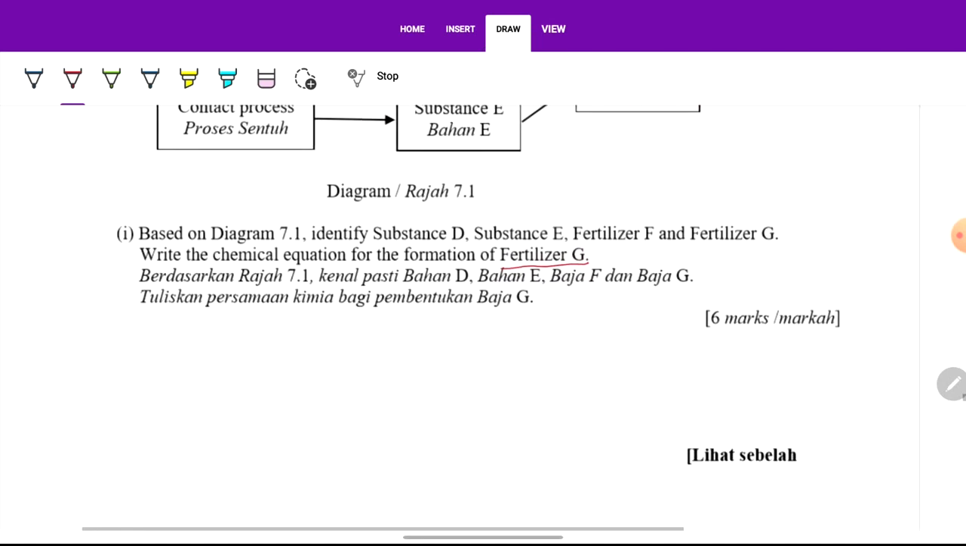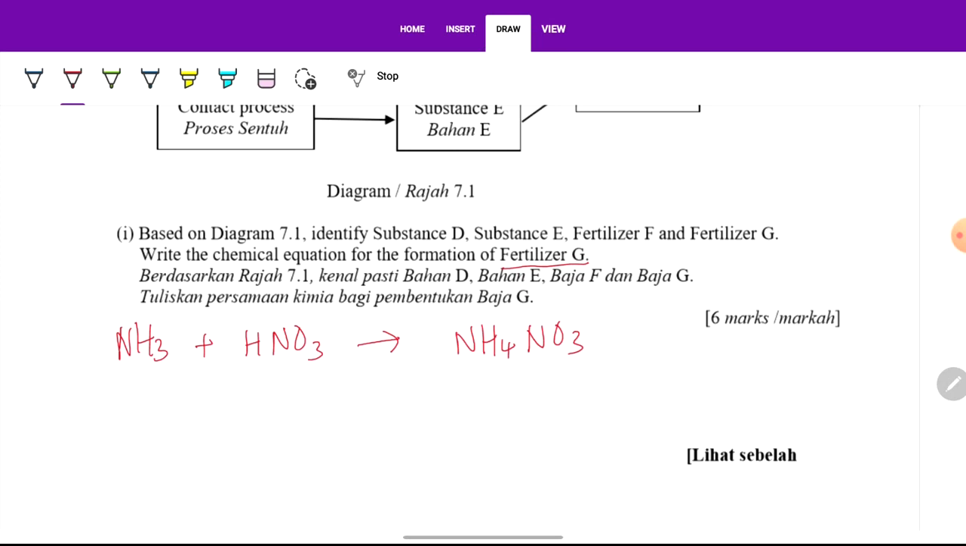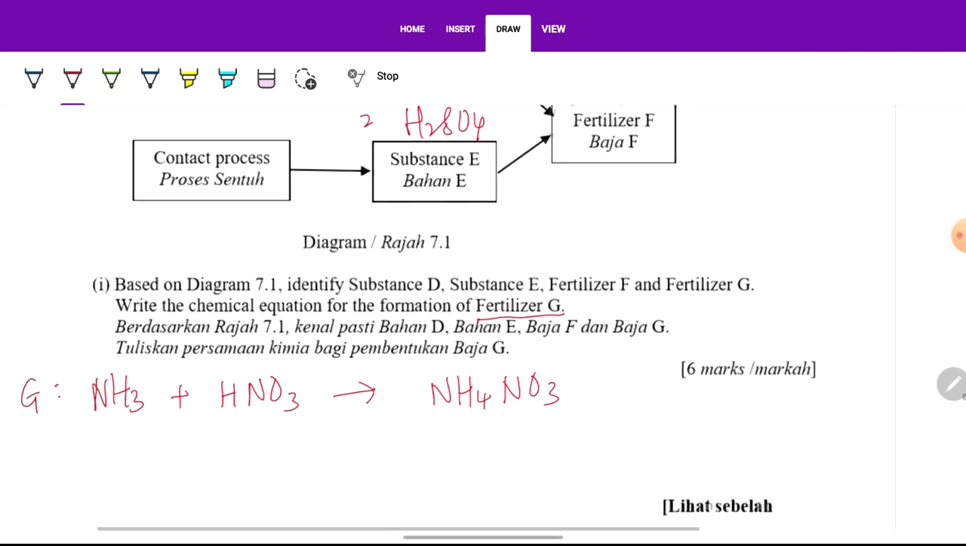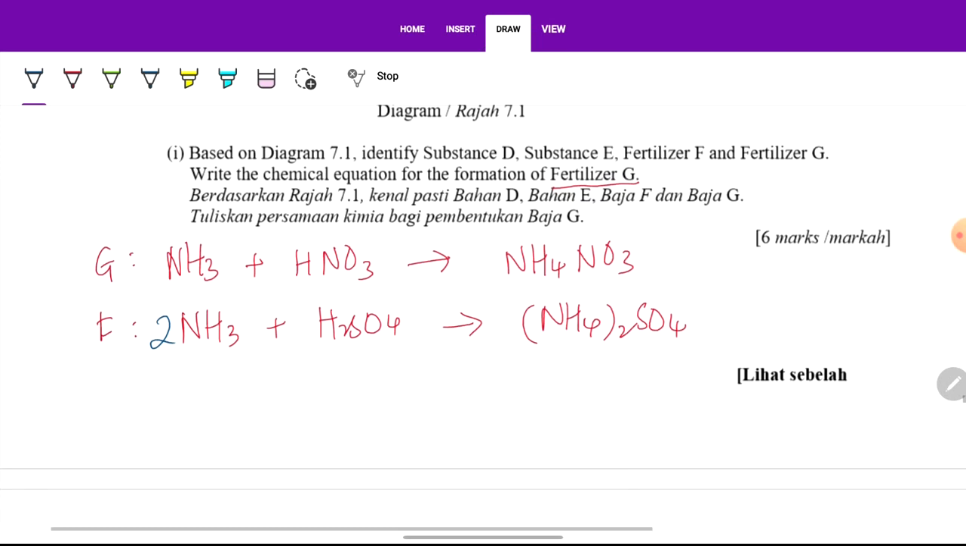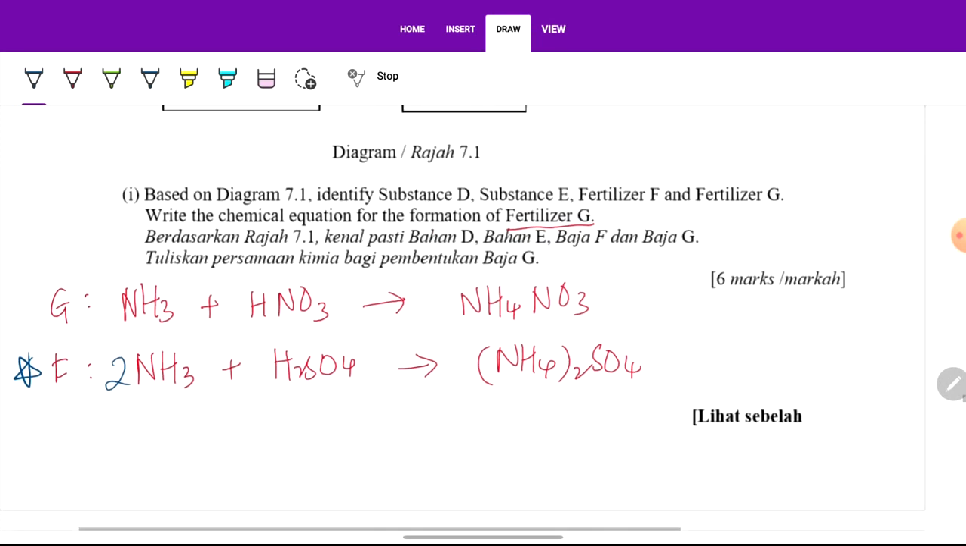So for G it will be the reaction between ammonia and nitric acid, no? So it will form ammonium nitrate. Okay, yeah, so it's balanced already. So this one gets 2 marks. And this one is for G. Although it's not asked in the question here, I also show you for fertilizer F, so ammonia reacts with sulfuric acid, so it forms ammonium sulfate. Here we need to balance the equation by putting 2 so that it is balanced. But this one no need to put inside this question because it is not asked.